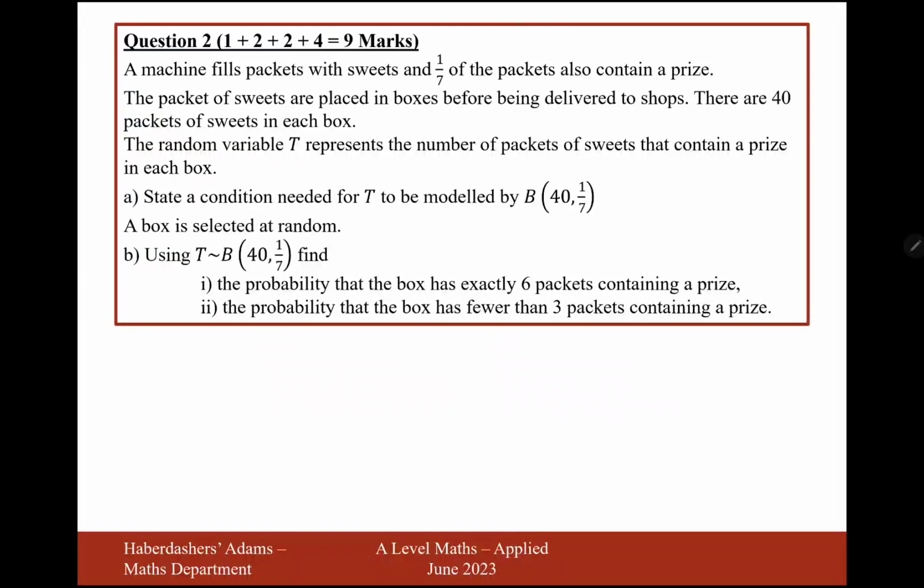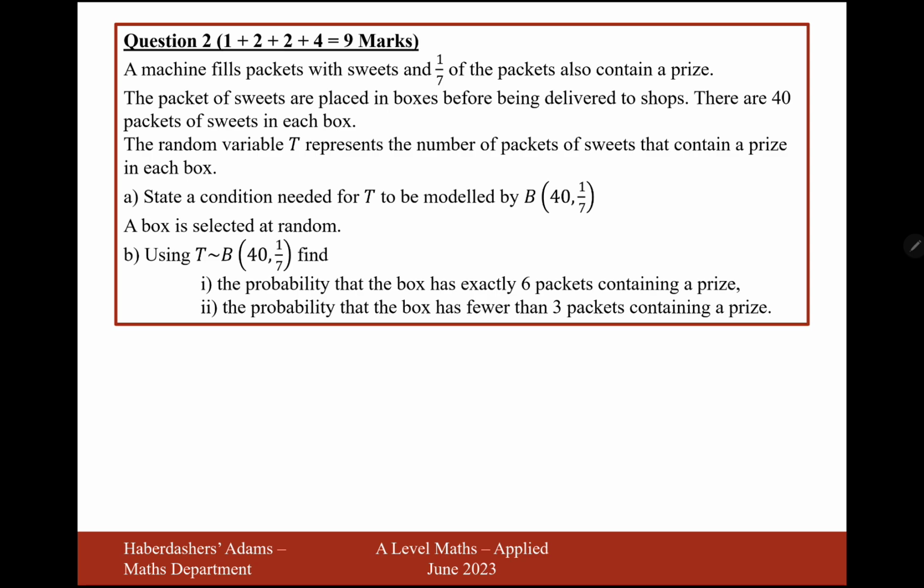Here we're looking at the stats question 2. A machine fills packets with sweets and 1/7 of the packets also contain a prize. The packets of sweets are placed in boxes before being delivered to shops. There are 40 packets of sweets in each box. The random variable t represents the number of packets of sweets that contain a prize in each box. State the condition needed for t to be modelled by the binomial distribution with 40 trials at a 1/7 probability.